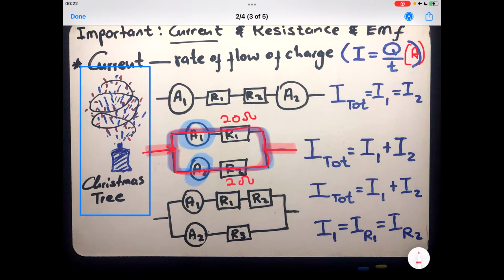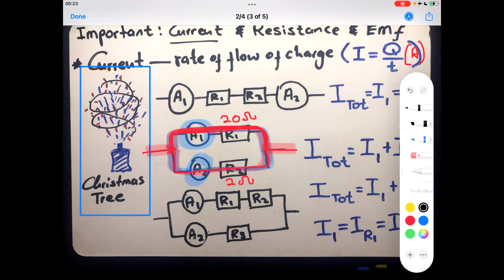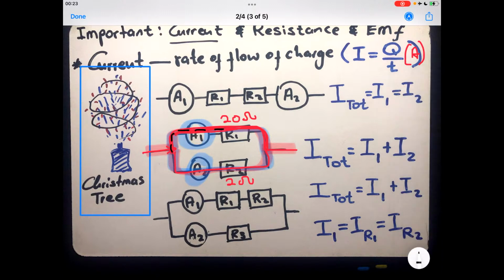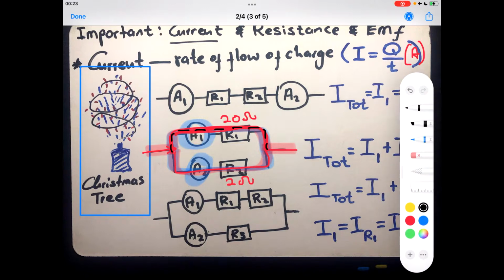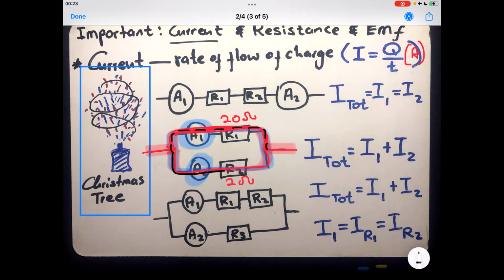Obviously, this side is resisting more, is preventing more. That means less current will flow through that side. Why? Because there's more resistance. It's difficult to flow through that side because there is more resistance. Meaning more current or more water will flow through this side. Why? Because there is less resistance.